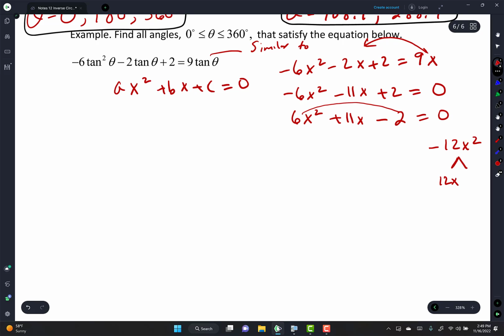Yeah, I heard someone say it or kind of whisper it: 12x times a negative x. Isn't 12x times negative x negative 12x squared? And isn't 12x minus x 11x? So then I'm going to factor by grouping.